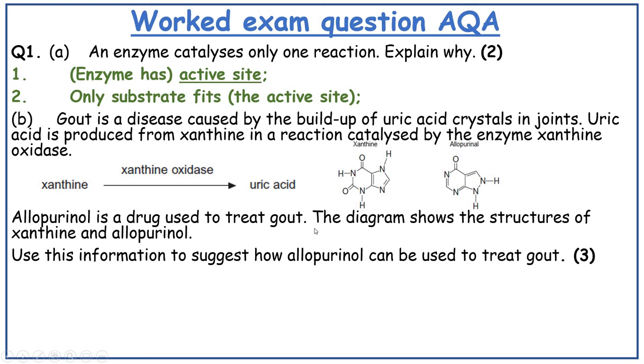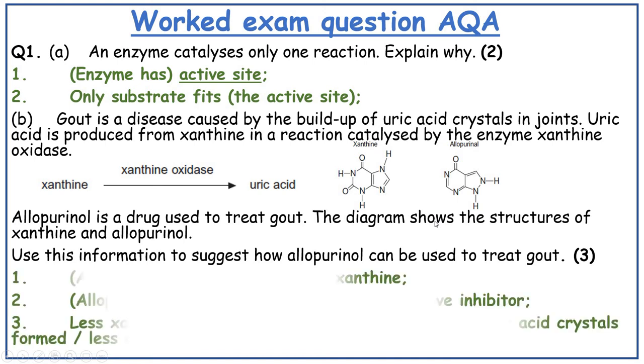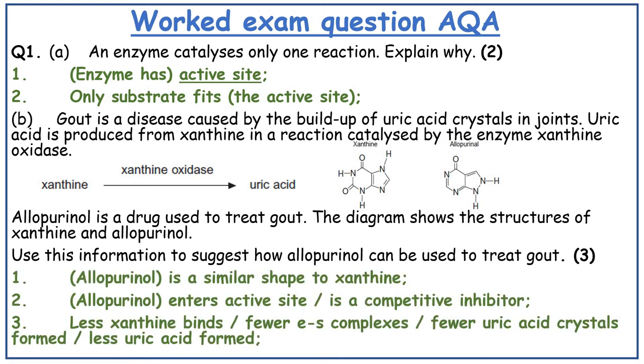Allopurinol is a drug used to treat gout. The diagram shows the structure of xanthine and allopurinol. Use this information to suggest how allopurinol can be used to treat gout. So you can see here they're quite similar in structure. So allopurinol is a similar shape to xanthine. Allopurinol enters the active site, or is a competitive inhibitor, which means less xanthine can bind, or there are fewer enzyme-substrate complexes.